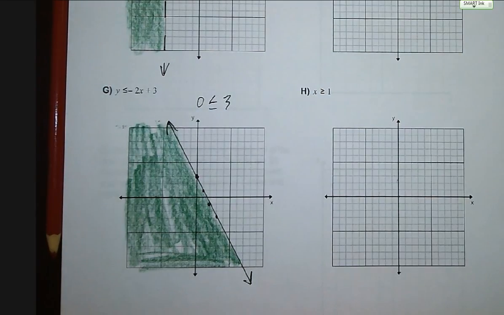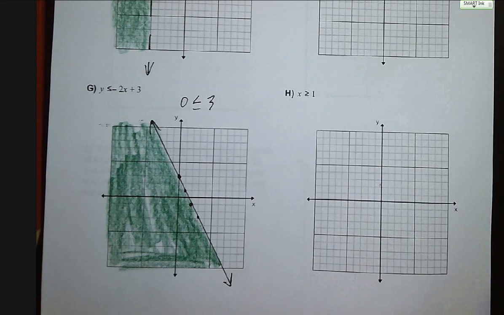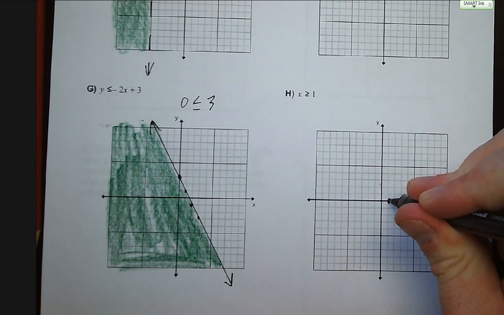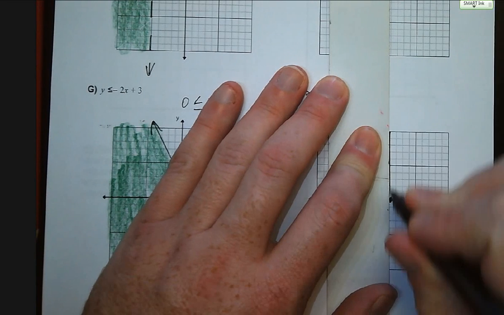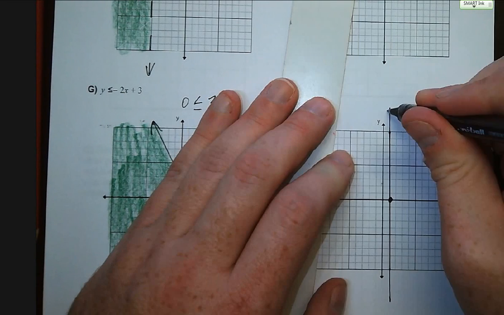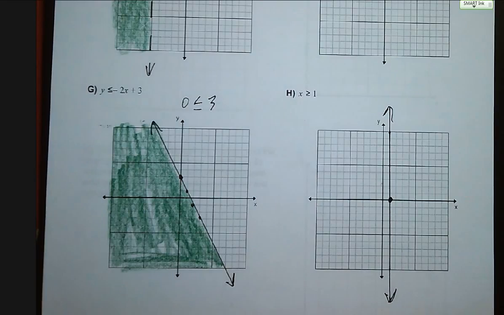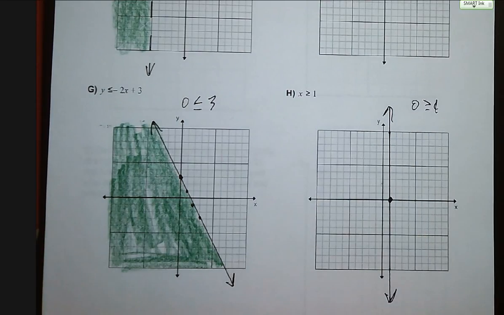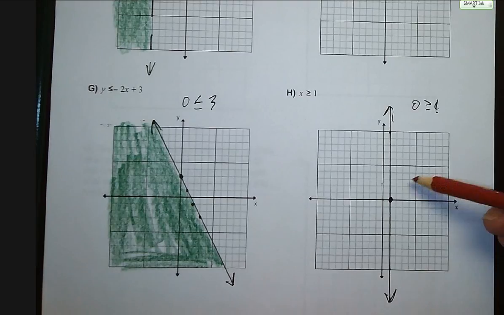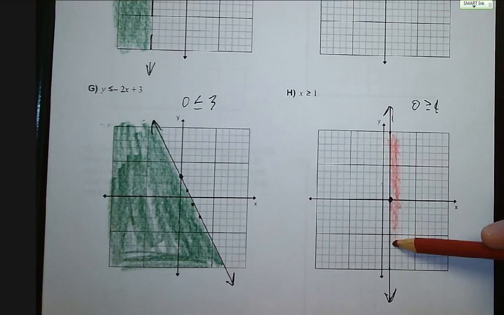All right. Letter H, we have x is greater than or equal to 1. So we have a point at 1. It's greater than or equal to, so it's going to be a solid line. And is 0 greater than or equal to 1? No, it is not. So we shade to the right.